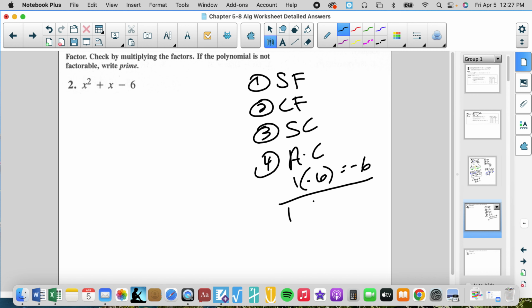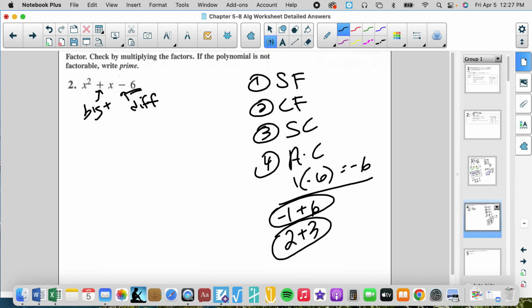Factors of 6 are 1 and 6, 2 and 3. Signs are different, not because these signs are different, but because this is a product. The only way we can get a negative product is if the signs are different. And then we look here, and the bigger of the two factor pairs is going to be positive. So here's my first factor pair. The bigger of these two factors has to be positive. Since the signs are different, the 2 needs to be negative. That gives me 5. This gives me 1.